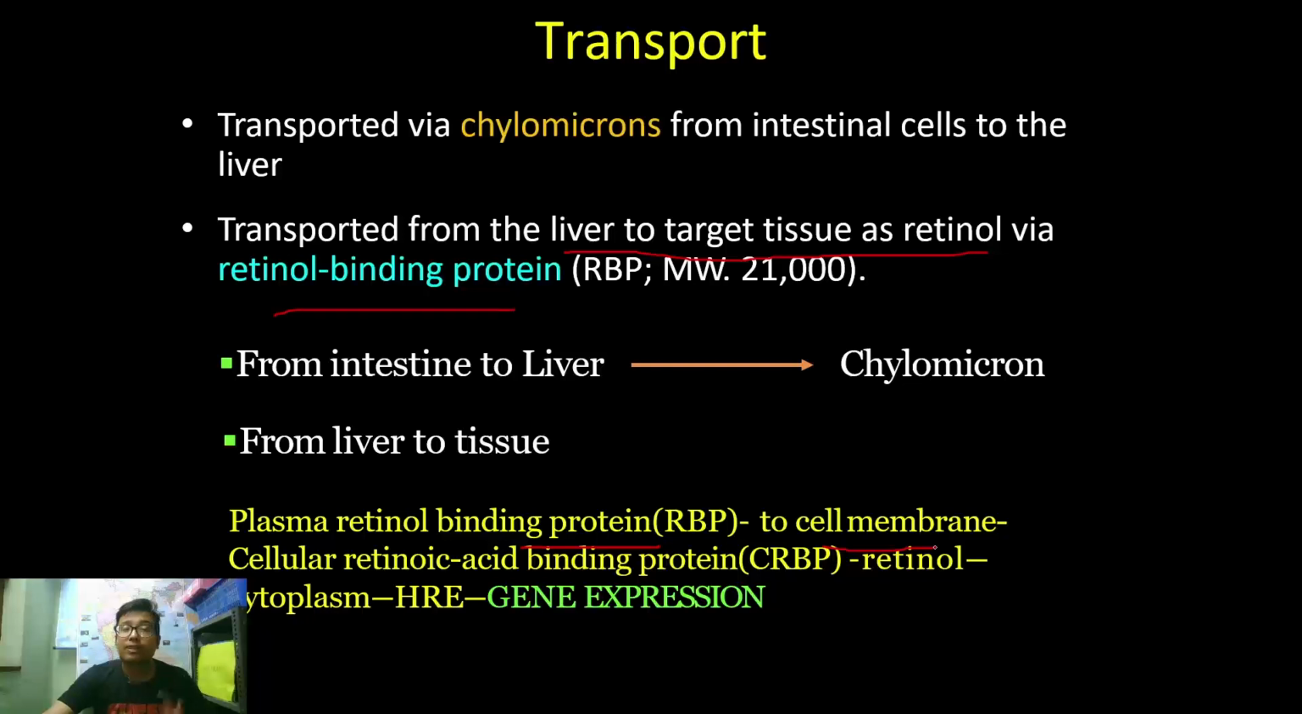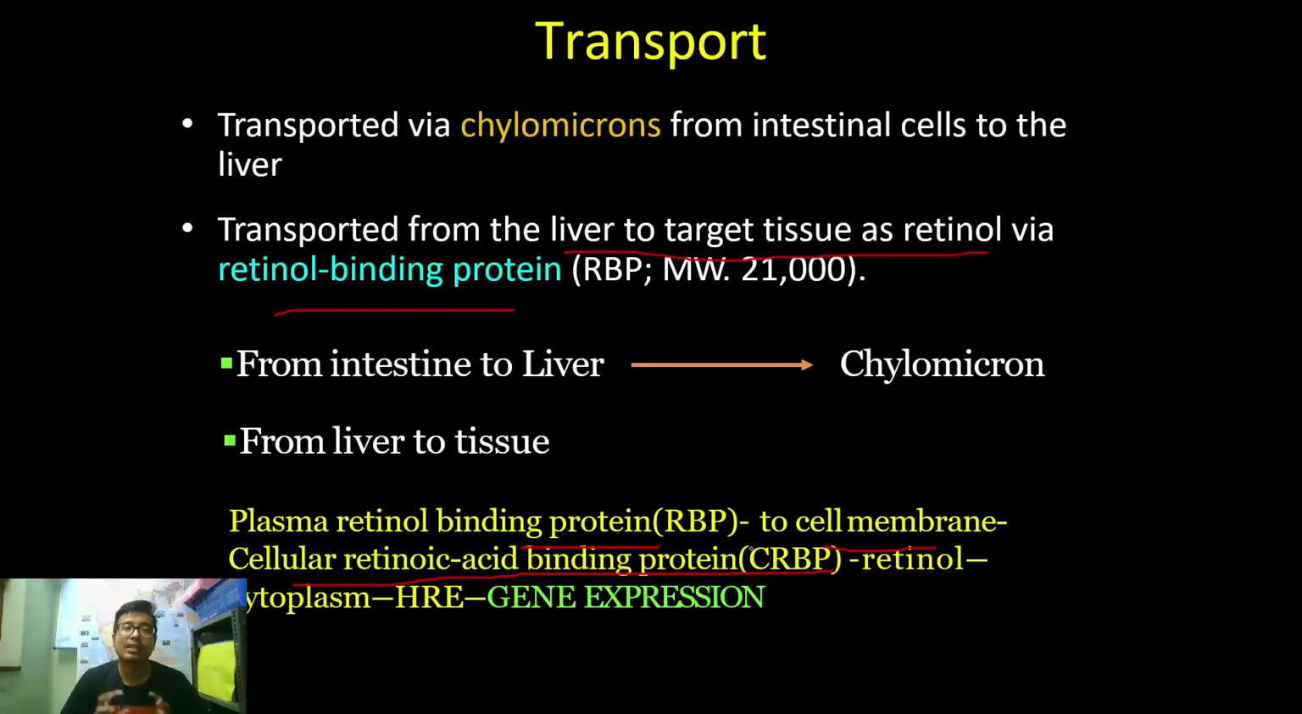So retinol binding protein binds and helps the vitamin A to cross the cell membrane. When it reaches the cell membrane, it binds with cellular retinoic acid binding protein, CRBP. So the tissue retinol binding protein will carry vitamin A towards the cell surface. Upon reaching the cell surface, it is welcomed by cellular retinoic acid binding protein. They carry the vitamin A into the cytoplasm.